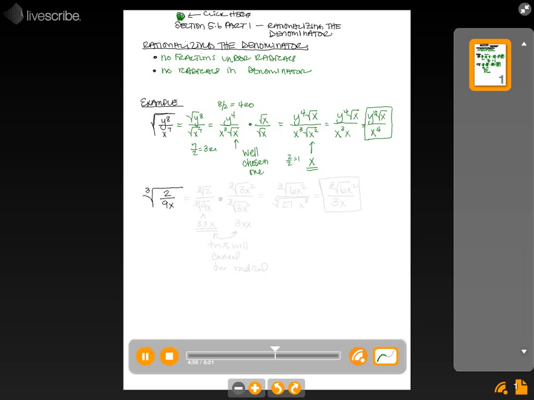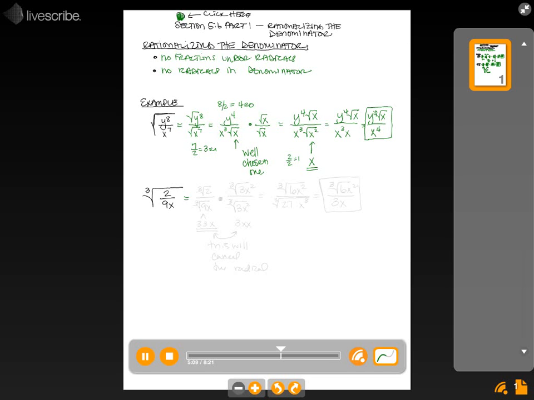This one's a little different. The reason it's different is that the index is a 3. It doesn't change much in terms of the problems, but it changes what we multiply by. So let's go through this one. We've got the cube root of 2 over 9x.